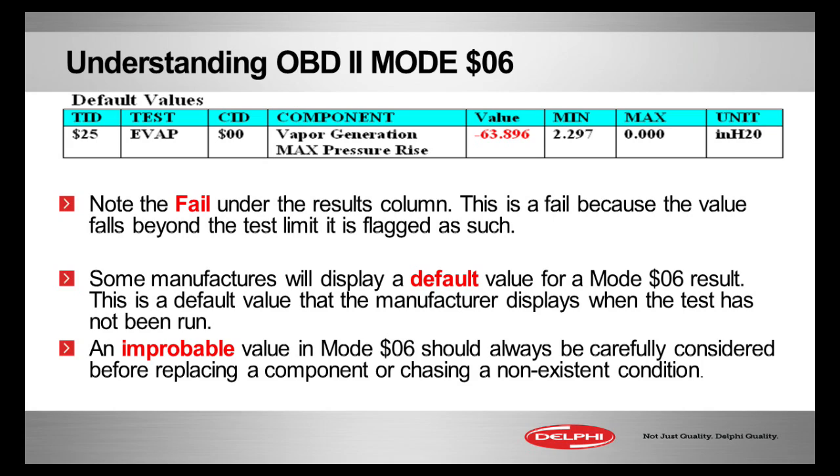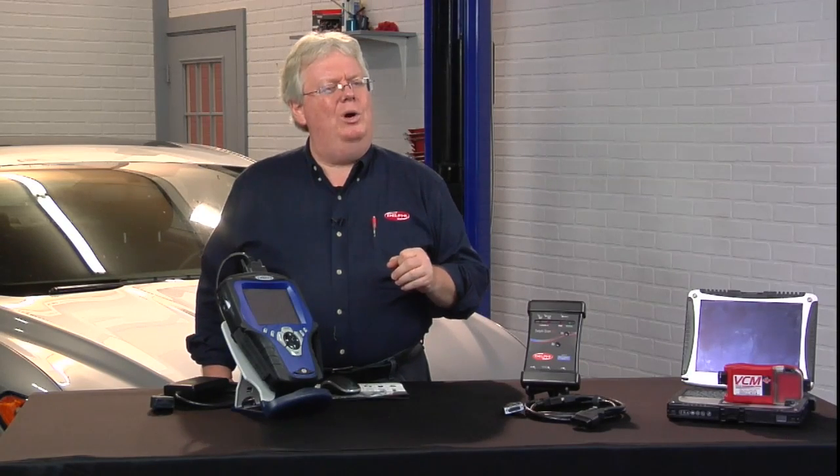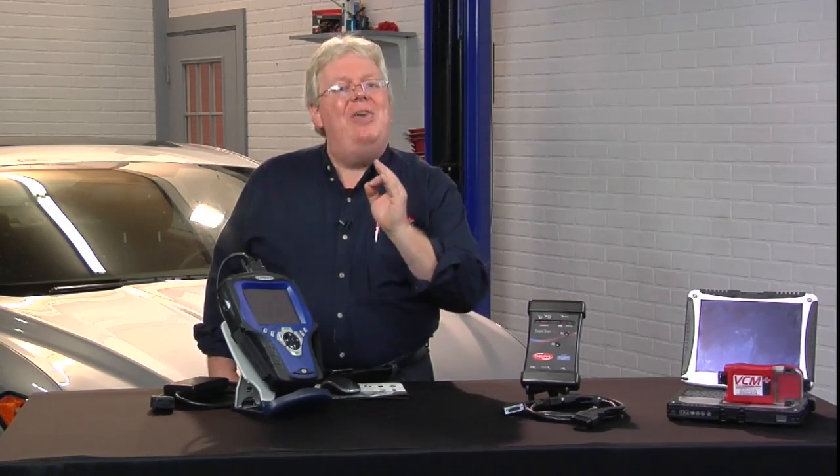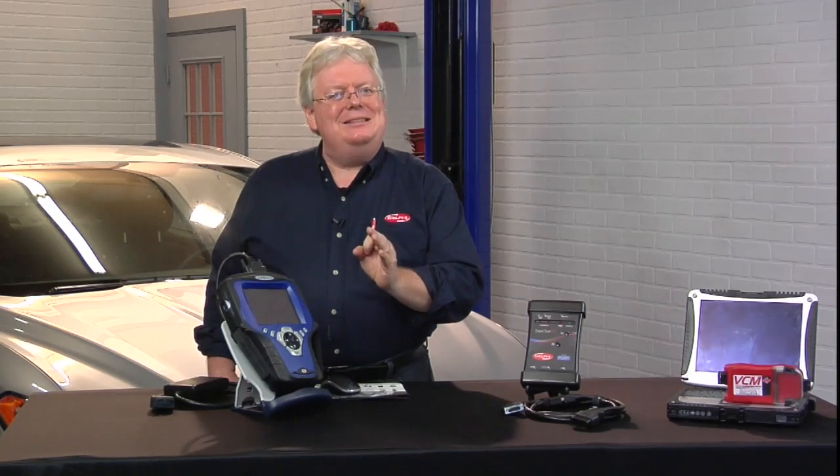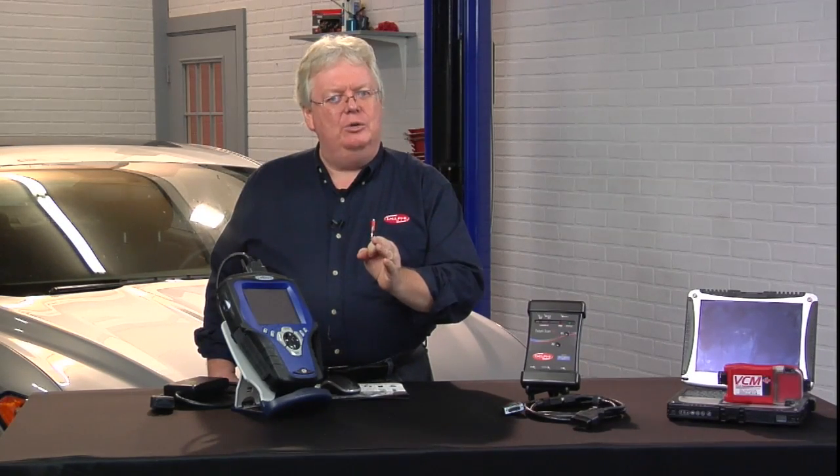But some of those frustrations, default numbers. Instead of a negative 63.896 like you see here on the screen, let's say we saw 2.297 exactly. And you think, whoa, what a coincidence. I just barely made it. And on some of the PC-based scanners that have it in color, it'd probably be in yellow, meaning you just barely slid in home base here, pal. That is not necessarily a reliable value.